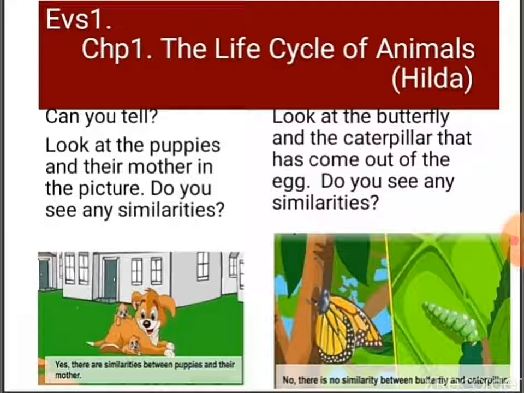So, let's begin. Let's take for example, look at the puppies and their mother in the picture. Do you see any similarities? Yes, the puppy and its mother look the same. There is no difference between the puppy and its mother. They are similar to each other. For example, they both have ears, paws, tail, forelegs, teeth, etc.